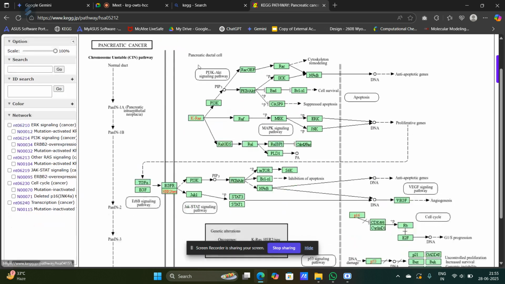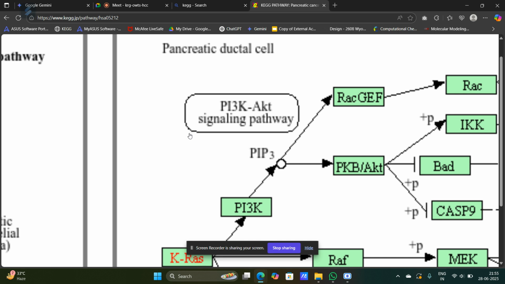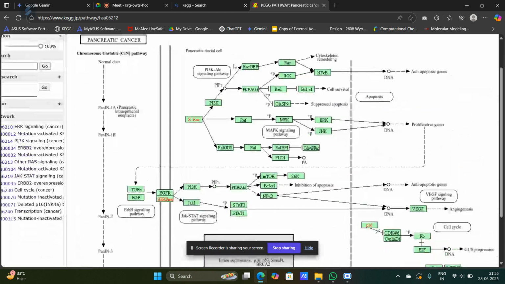And again, these big representations, for example, PI3K AKT signaling pathway. This just tells you that there is one more pathway called PI3K AKT signaling pathway, which is connected to this pathway, but it is not directly related to maybe pancreatic ductal cell or this pancreatic cancer. So it is just mentioned in this box. Are you guys able to understand?